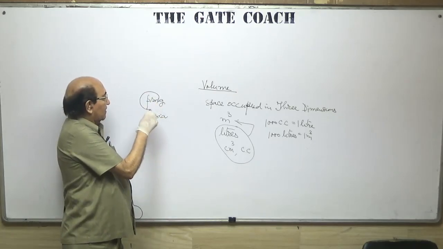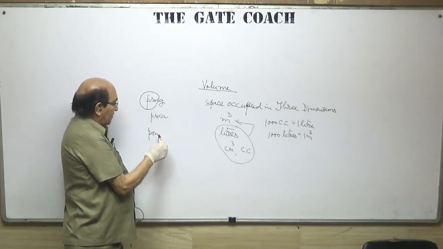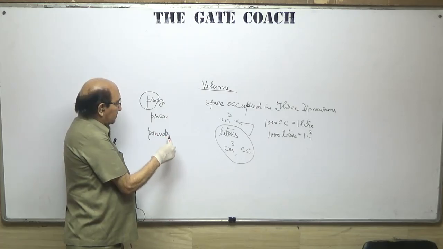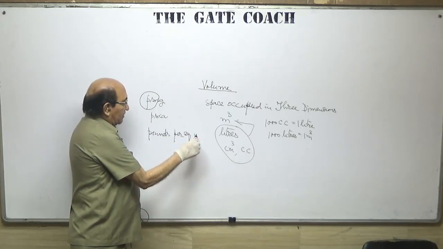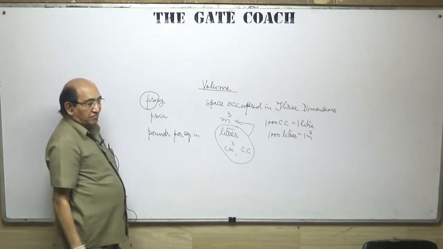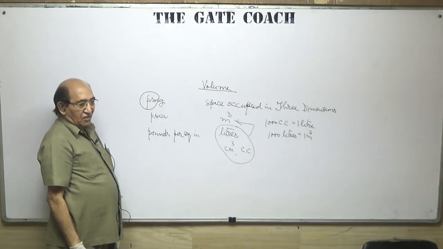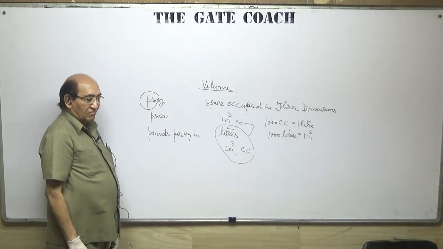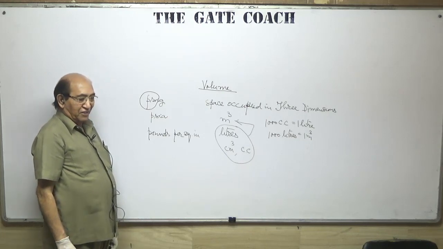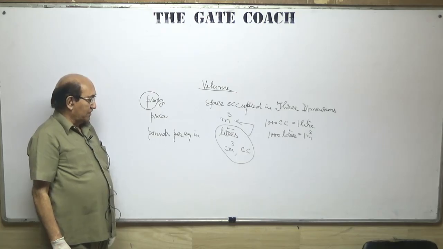PSI, this stands for pounds per square inch. In FPS system, force used to be pound force when area taken in square inch. Unit of pressure used to be PSI, pounds per square inch.